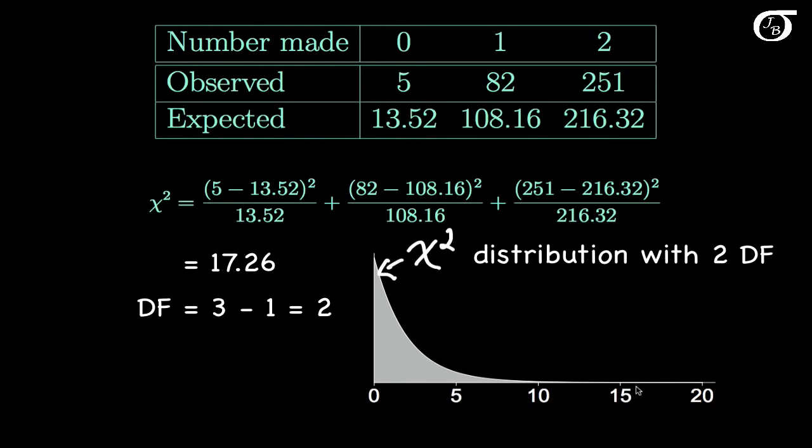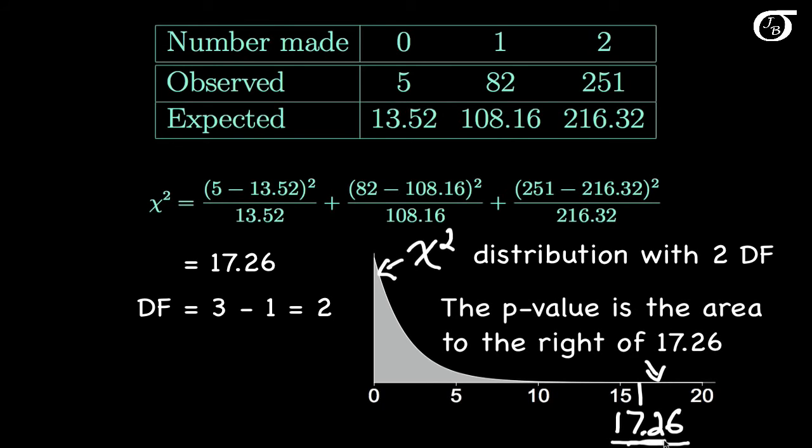Here's a chi-square distribution with 2 degrees of freedom. And the observed value of the test statistic is over here somewhere at 17.26. The larger the value of the test statistic, the greater the evidence against the null hypothesis. If the observed counts are very different from the expected counts, then the test statistic is going to get large and there will be evidence against the null hypothesis. And so the p-value is going to be the probability under the null hypothesis of getting this value or something even larger. Or in other words, the p-value is going to be the area to the right of the observed value of our test statistic, 17.26.